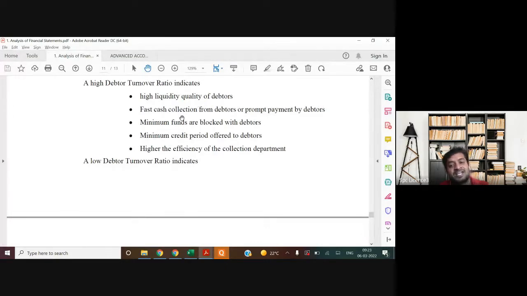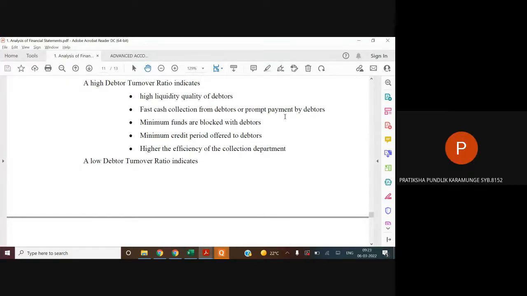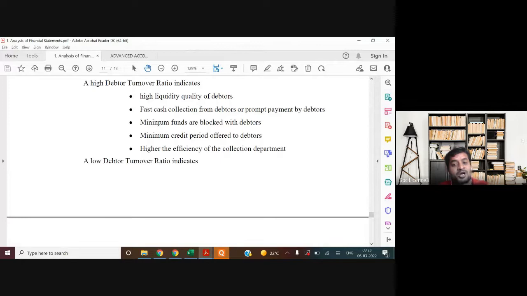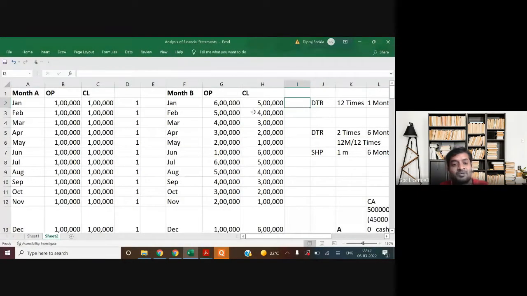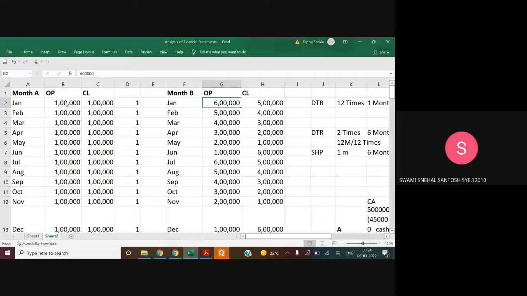Okay, so higher the ratio, high liquidity quality of debtors. Fast cash collection from debtors or prompt payments by debtors. Agree with the second bullet? Yes, sir. Okay, minimum funds are blocked with debtors. Agree? Yes, sir. Now look here, in A company, what is the value of fund blocked? 1 lakh na? But here in B company the value is 6 lakh.